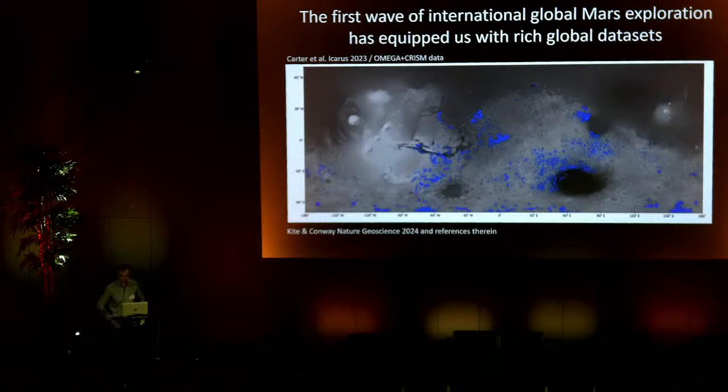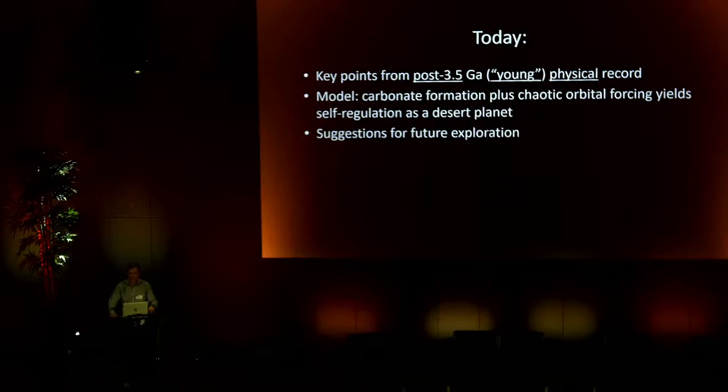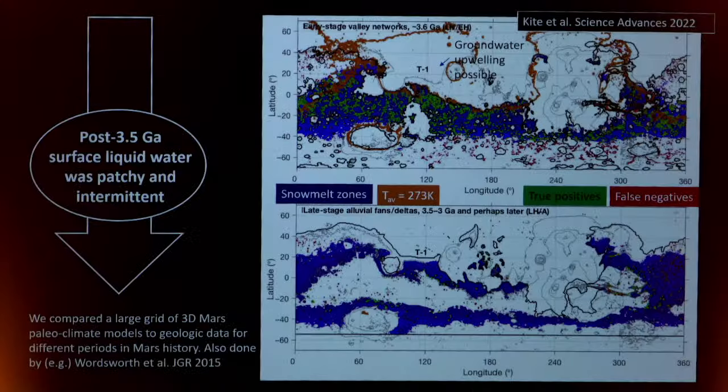So the first wave of international global Mars exploration has equipped us with rich data sets. Today I'll first review some key points from the relatively young, so Hesperian and Amazonian, physical as opposed to mineralogical record. I'll suggest a model to explain these data, and I'll make some suggestions for future exploration. So post-3.5 billion year surface liquid water was patchy and intermittent.